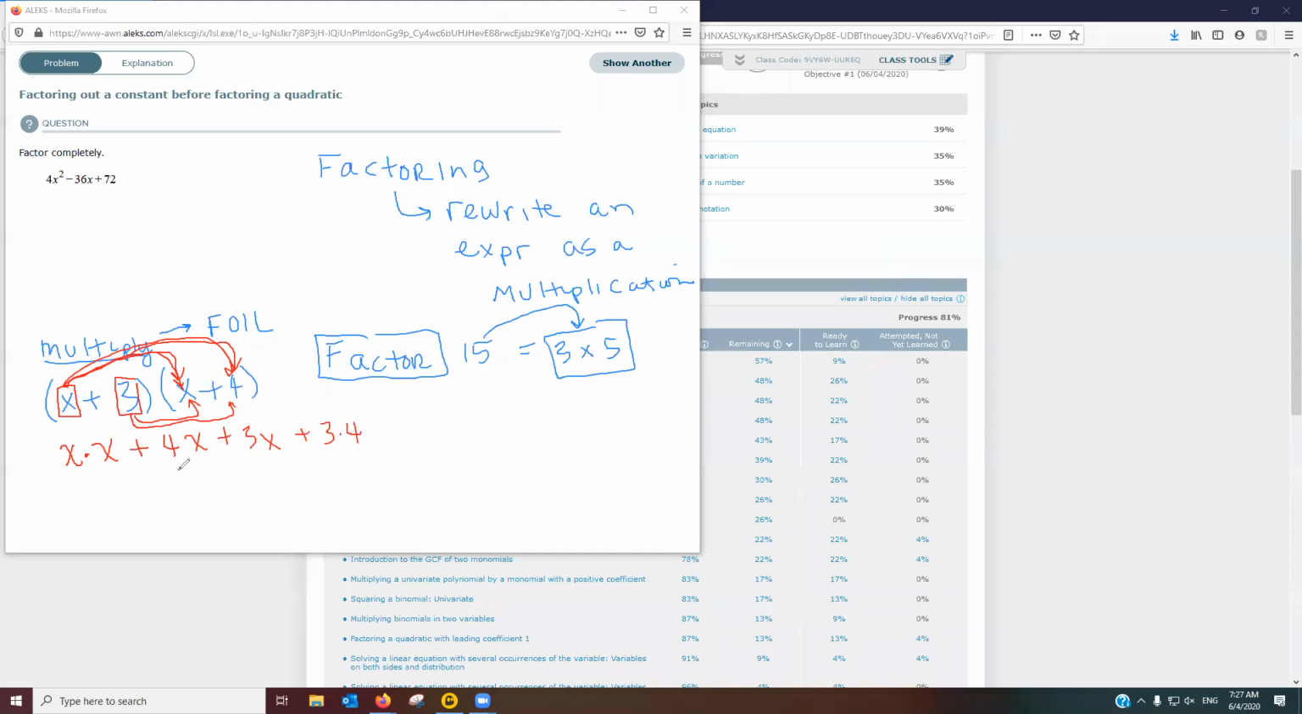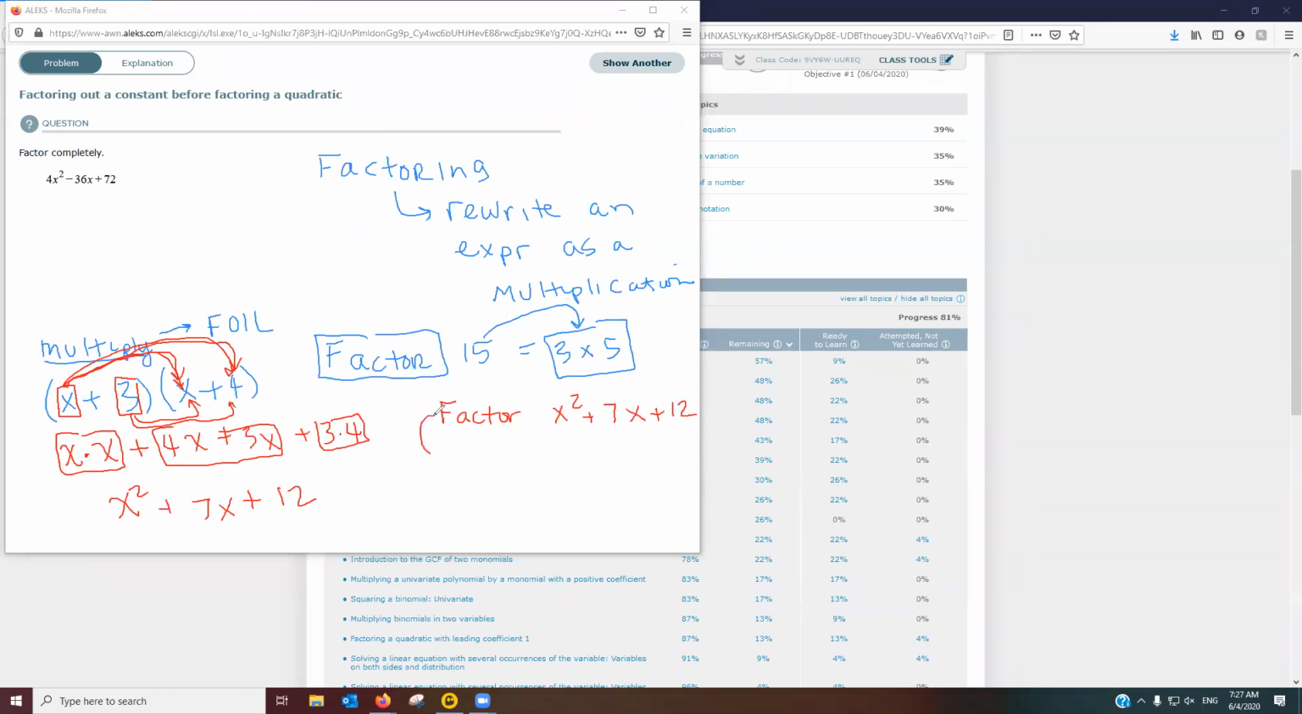And now I can just clean this up. x times x is x squared. 4x plus 3x is 7x. And 3 times 4 is 12. Okay, so we just multiplied these two parentheses. Now let's work backwards. How about if I asked you to factor x squared plus 7x plus 12? Well, we've got to reverse the steps we just did.